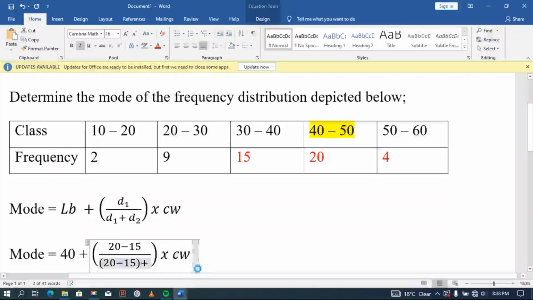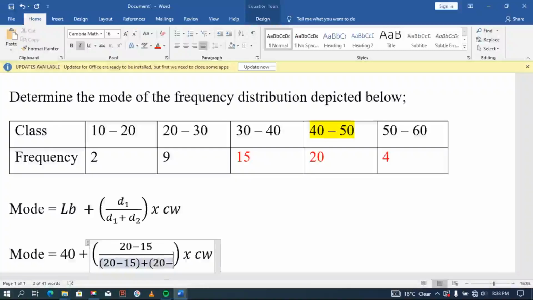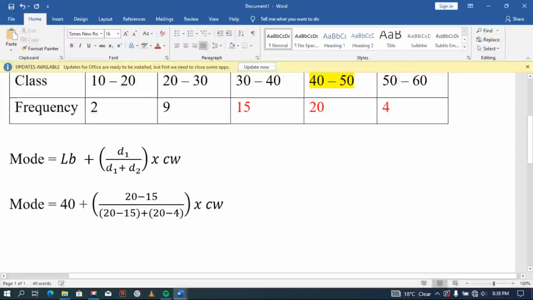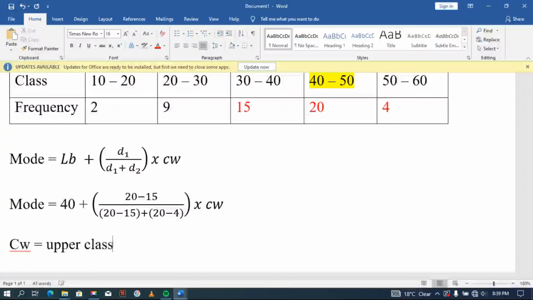Minus 4. And then CW is the class width. So the class width is given as the difference between the upper class boundary and the lower class boundary. So upper class boundary minus lower class boundary.